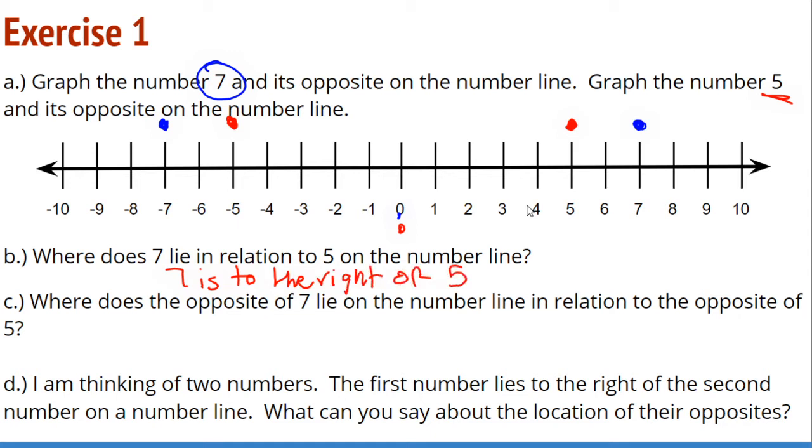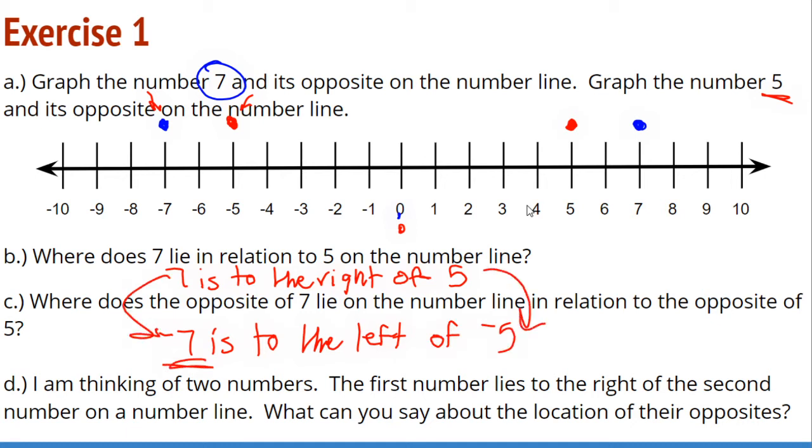Of 5 on the number line. Where does the opposite of 7 lie on the number line in relation to the opposite of 5? So here is the opposite of 7, and here's the opposite of 5. And the opposite is negative 7. Negative 7 is to the left of negative 5. Negative 7 being the opposite of 7, and negative 5 being the opposite of 5.